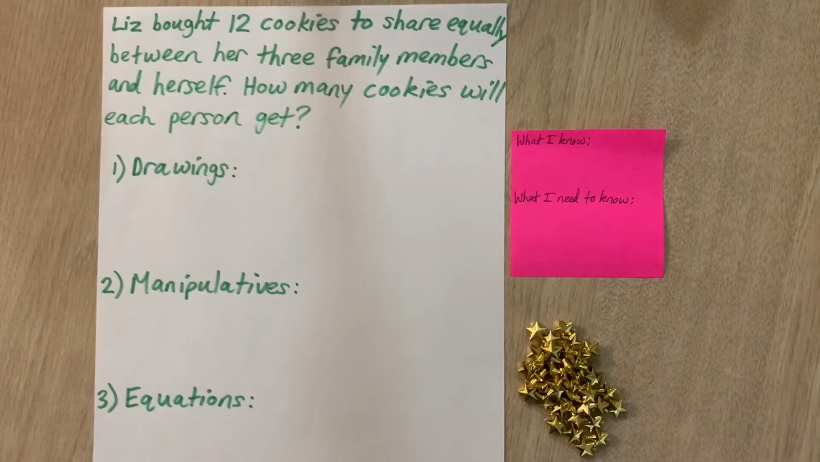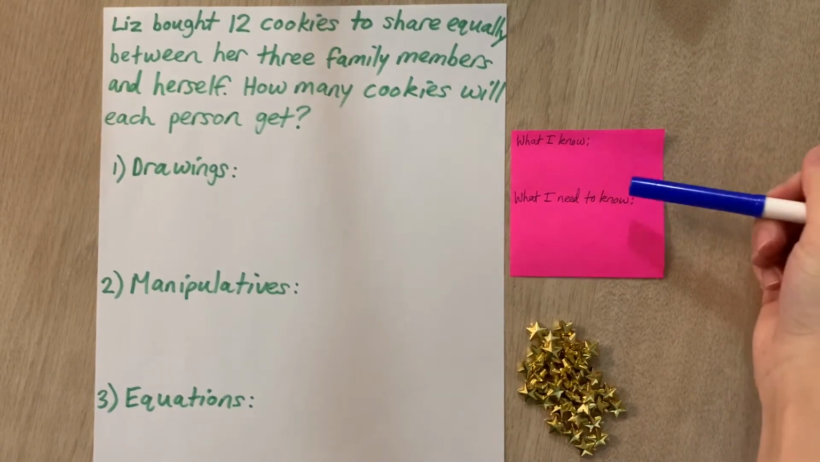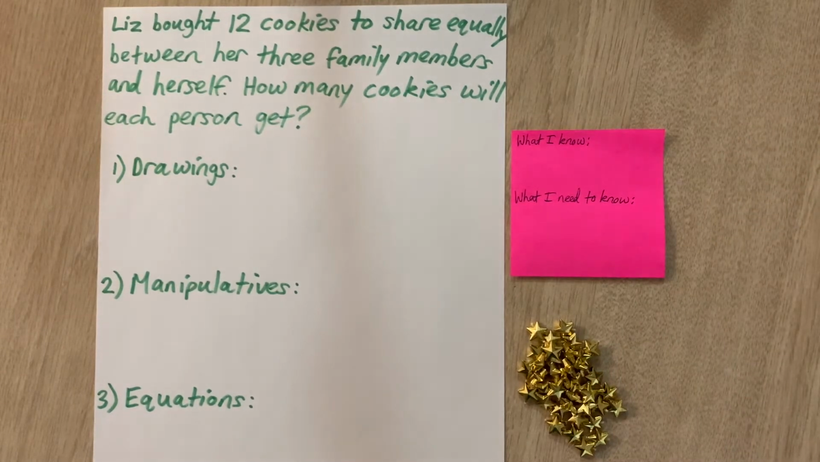Let's try a word problem together. On your piece of paper, I want you to write what I know, and then leave some space, and then what I need to know, and some more space. So I'll let you pause the video to do that now. All right, and after you're all done with that, let's read the word problem together.